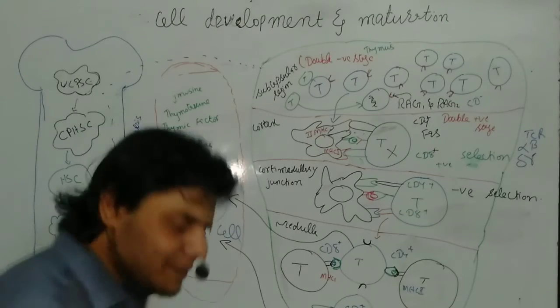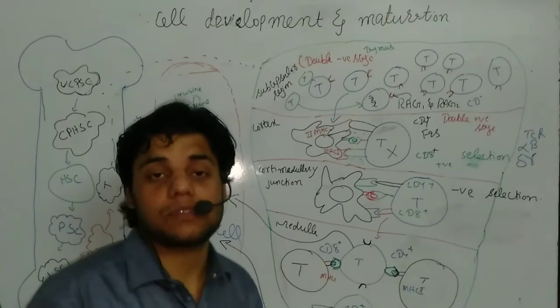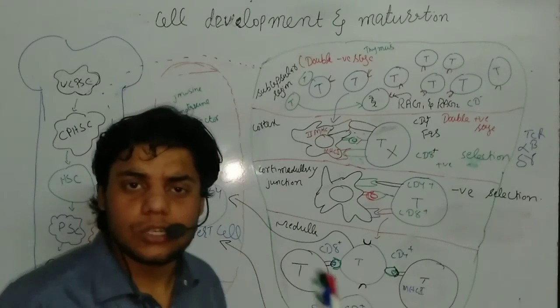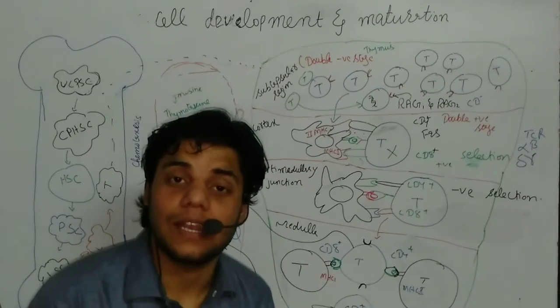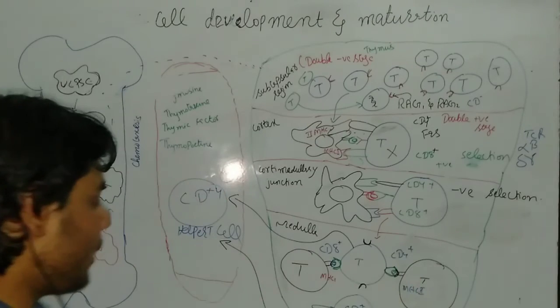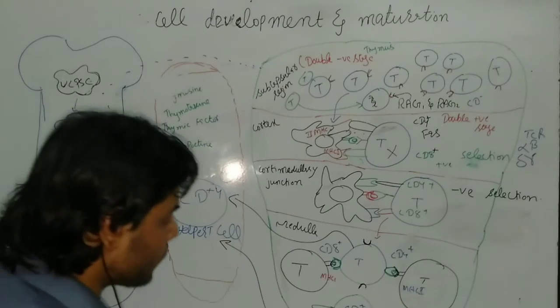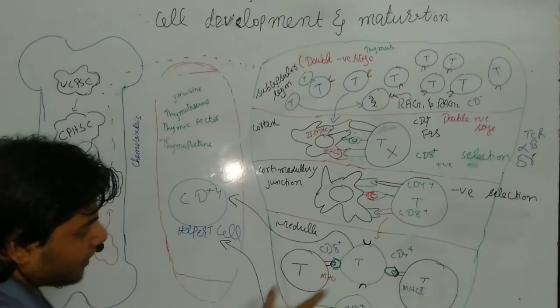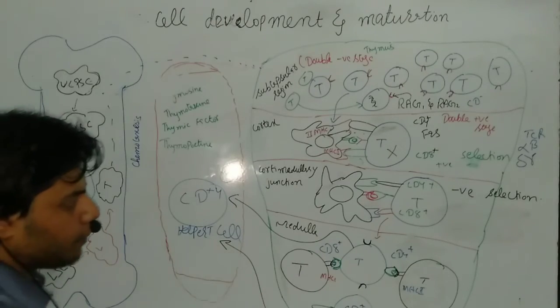I already explained the helper T cell in detail. Their types also I explained in detail. You can go back and watch the helper T cell function and cytokines and each and everything. You will get an idea about the helper T cell, how actually they perform their function. So this is actually how they mature.